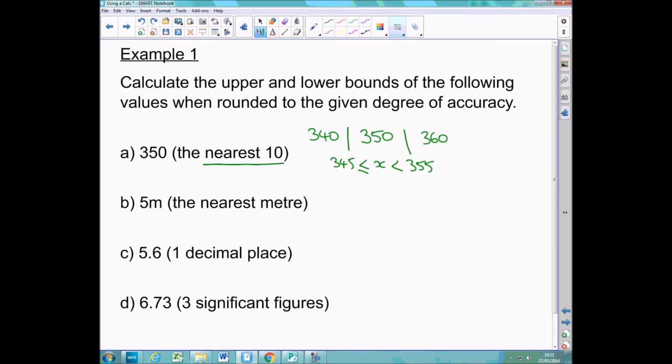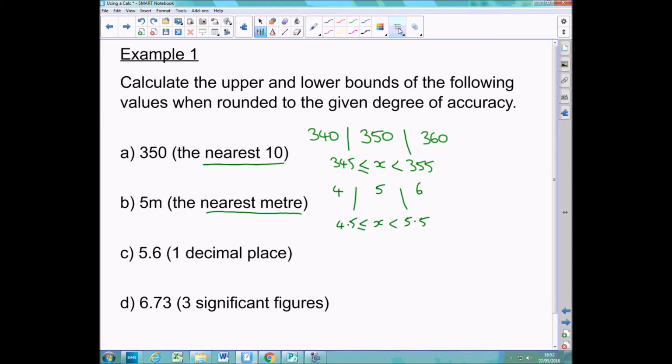Okay, so let's look at the second question. This time we have 5 metres rounded to the nearest metre. That means I need to start off by going up 1 metre and down 1 metre. And again, my upper and lower bounds are going to be the values in between. So that is going to be 4.5 and 5.5. Using the inequality notation, I'm going to have the symbol with the line under it there, and just the simple inequality symbol there.